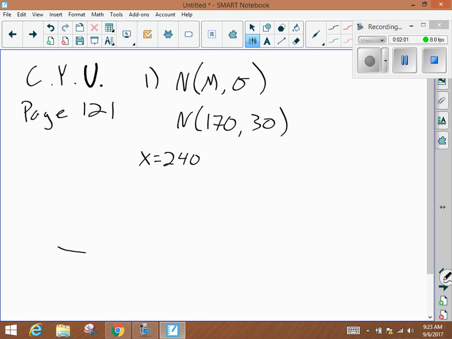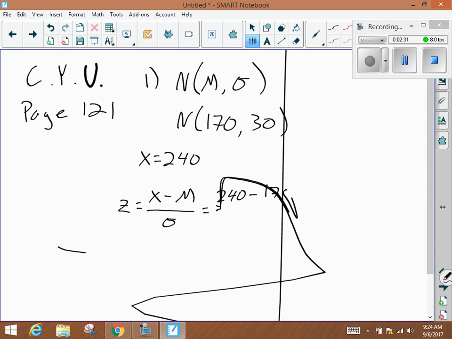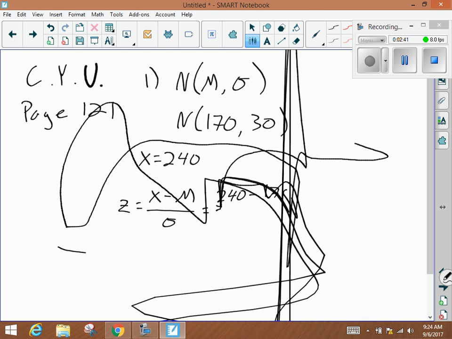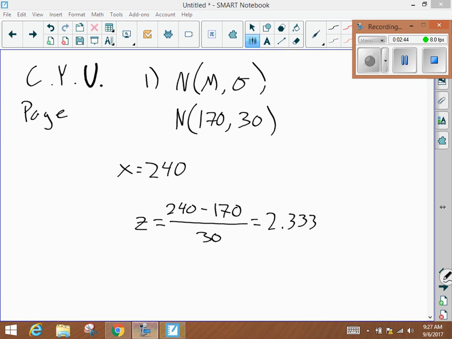Okay, so what I need to do is standardize this value. Remember I'm using this formula: X minus mu over sigma, which is going to be 240 minus 170 divided by what? I think that we have gotten rid of the ghost. Okay, here we go.